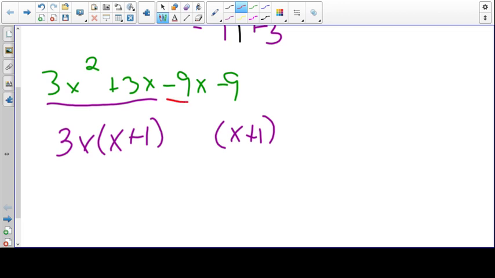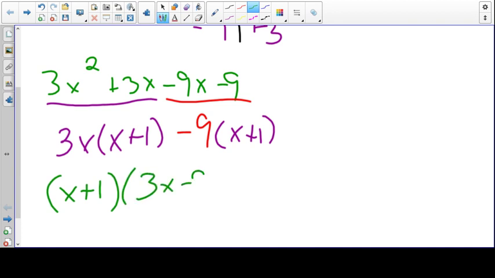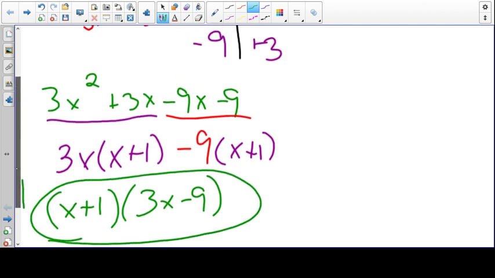Now I have to ask myself, what divides out of negative 9x to give me just x? Well, I have to divide out that negative 9, because negative 9 times x would give me negative 9x, and negative 9 times 1 would give me negative 9. Remember, I'm just going backwards. So my answer is going to be one group of the copied, one group of whatever is left over. That's my answer.